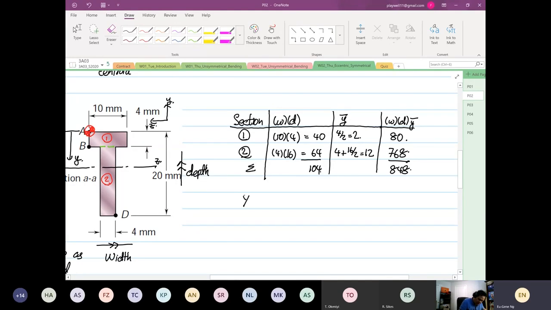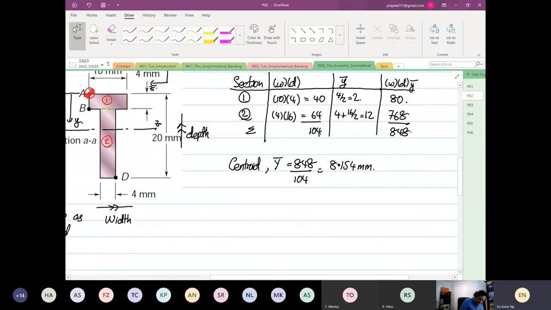So from here, we can calculate our centroid. I'll call this centroid from the top, which is our y bar, equal to 848 divided by 104. So it's equal to 8.153, or 8.154 millimeters. As I mentioned before, this is the position of the centroid, which is not equal to the position of the neutral axis, for the fact that we are under eccentric loading. Now we're going to find Izz1 and Izz2.